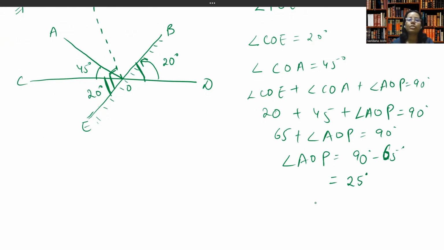Okay. So now this angle AOP, as you can see, is the angle between the incident ray and the normal. So this is basically angle of incidence. And we have to calculate the angle of reflection. And by the first law, we know that angle of incidence is always equal to angle of reflection. So angle of reflection is 25 degrees. So our correct answer is going to be 25 degrees.